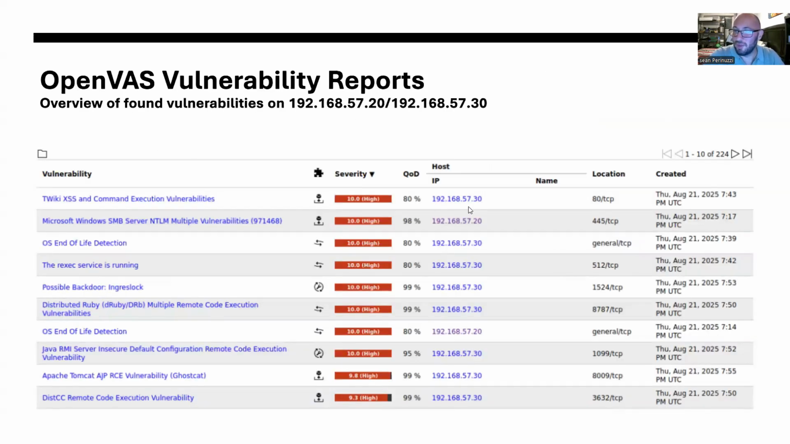This is an overview of both IP addresses we attacked. This isn't a full list for either of the IPs that we scanned against, but this is the most critical rated vulnerabilities out of both.